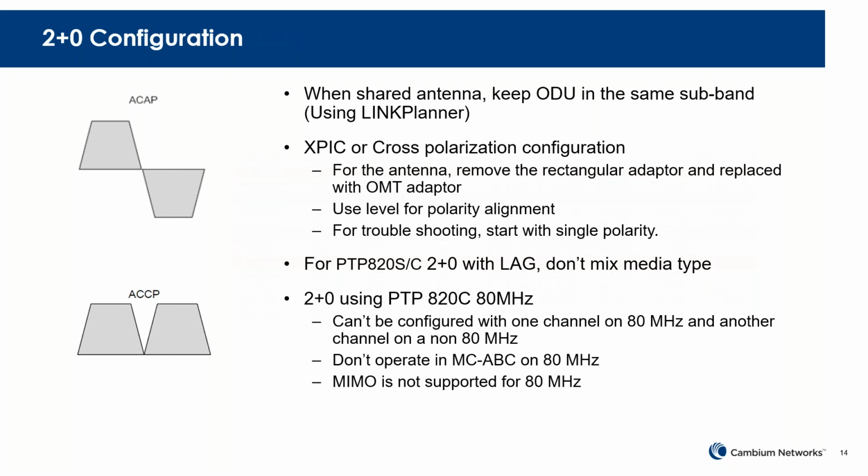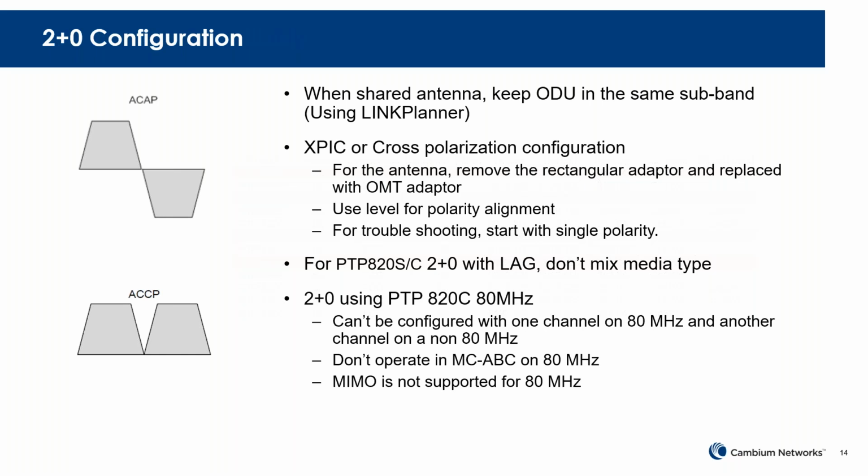Okay, so about the 80 megahertz channel support, there's something you need to know. When you configure an 80 megahertz channel, both ports need to be 80 megahertz. For the A20C, both ports you need to configure with an 80 megahertz channel. You cannot have one port running 80 megahertz and another port running, say, 60 megahertz. This is a limitation you need to pay attention to.